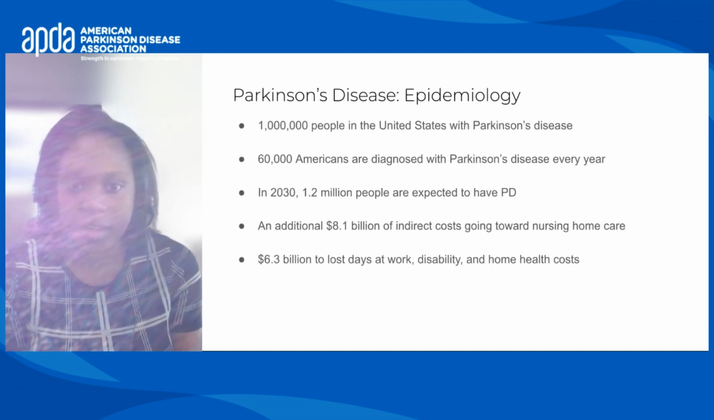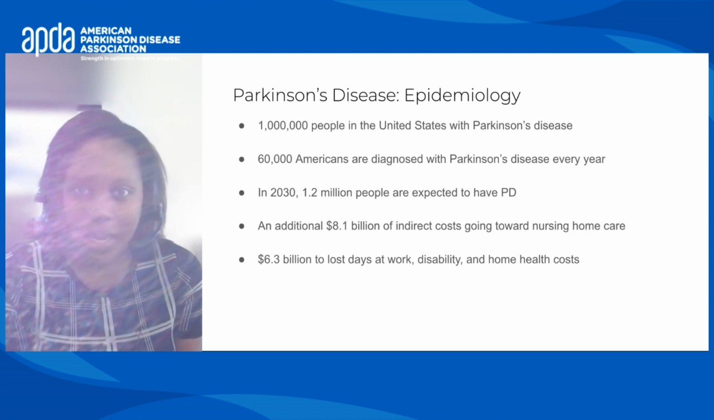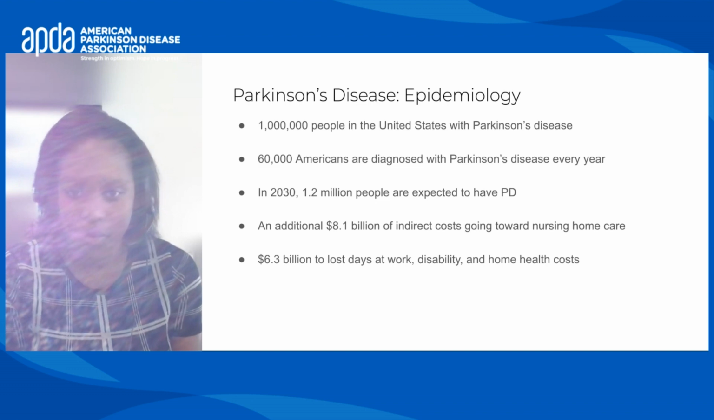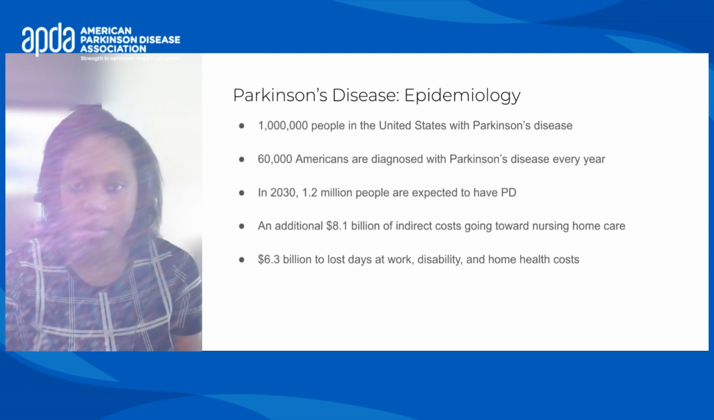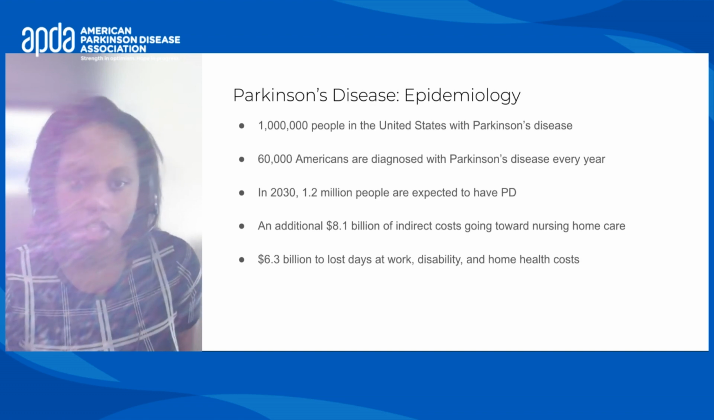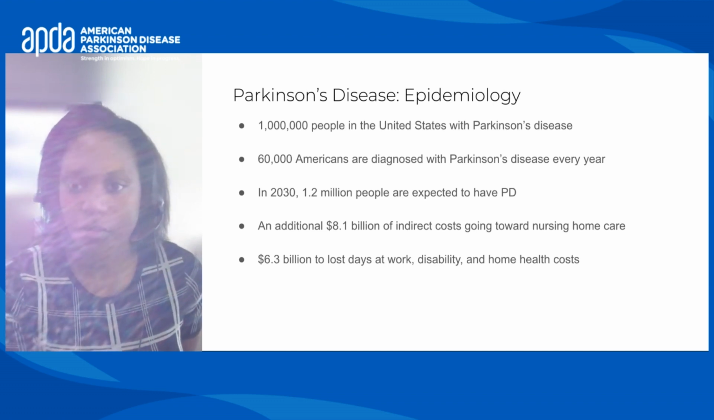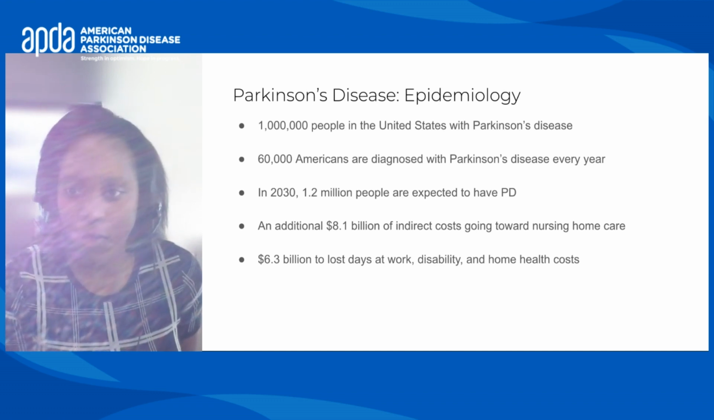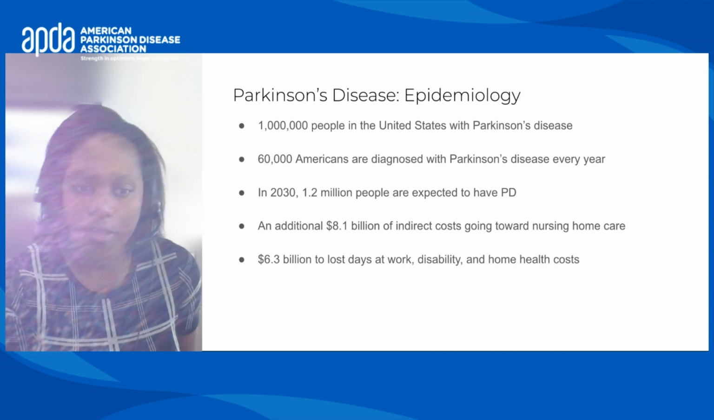So in the United States, there are an estimated 1 million cases of Parkinson's disease among individuals aged greater than 45 years old. This number was projected to rise in 2020 and double to 1.2 million cases by 2030. It is estimated that direct medical expenses for the PD population were approximately $8.1 billion, with indirect costs toward nursing and home care, and $6.3 billion to lost days at work, disability, and home health costs.